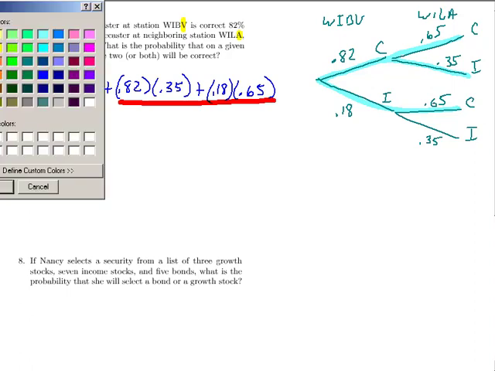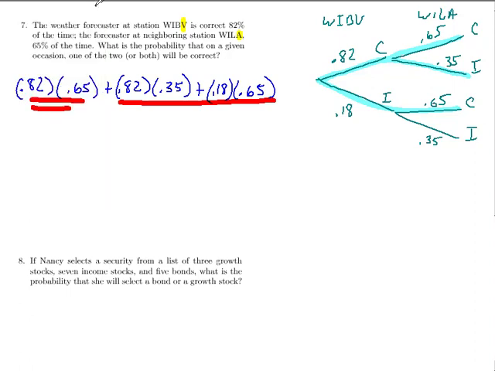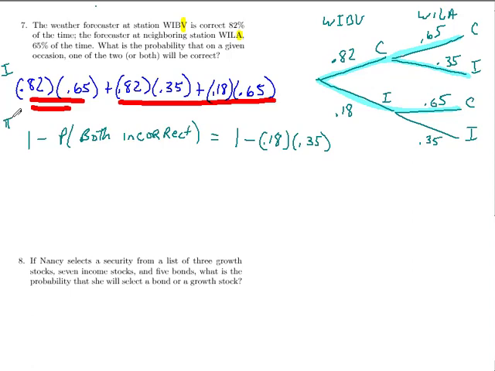Now, if you look at this problem, you could have also thought about it and said, well, notice the only branch I don't want is this last branch here at the bottom. In other words, it's one minus the probability they're both incorrect. So 1 minus 0.18 times 0.35. So this is method 1. This is method 2.